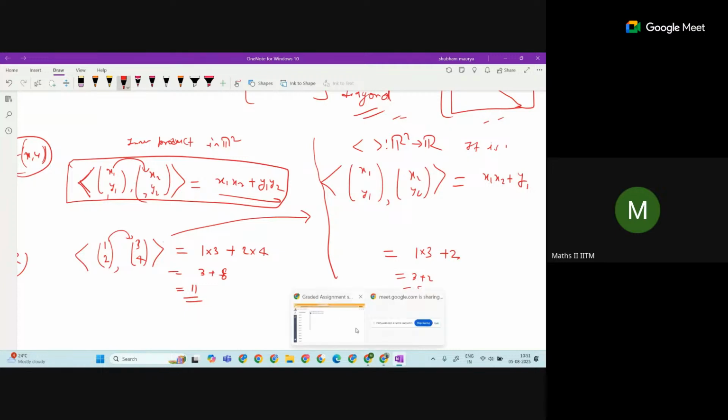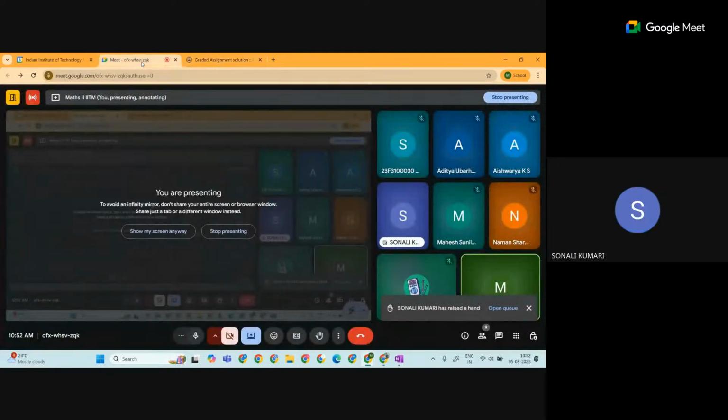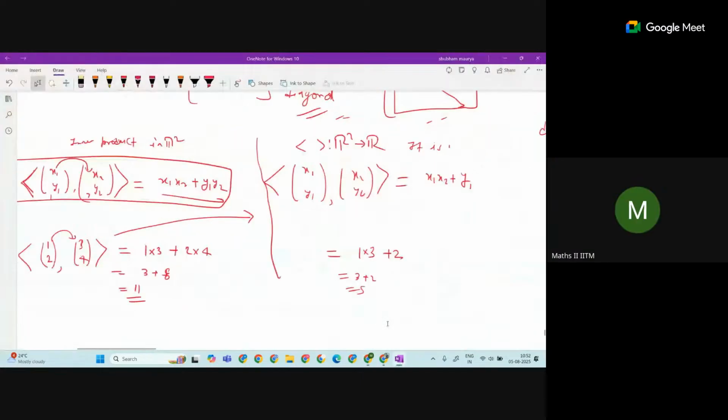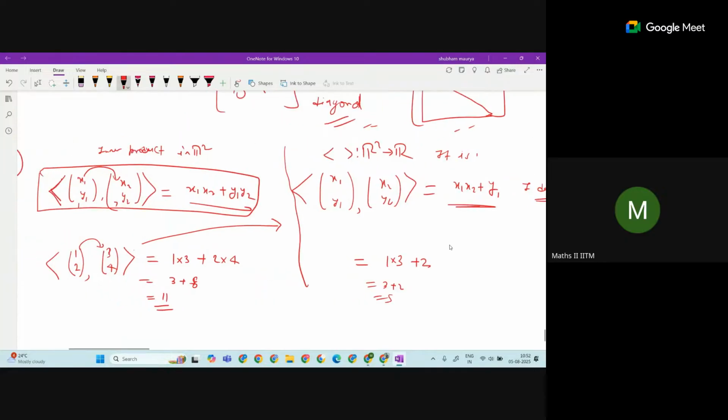Okay, somebody wants to say something. Let me check. Yes, Sonali. Why do you not multiply y1 into y2 in the second case? In the second case, actually, I defined it. I have just given the definition here. This is a different definition, and this is a different definition. If I say use this definition to find the value, you'll follow this definition. So I use this definition. That's all. Okay, sir. Thank you, sir.